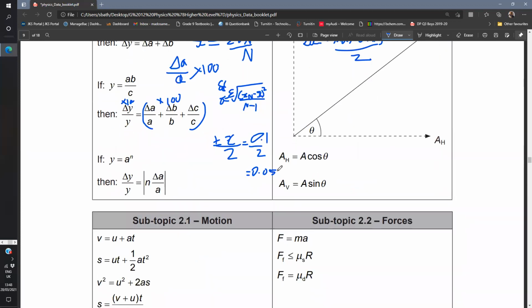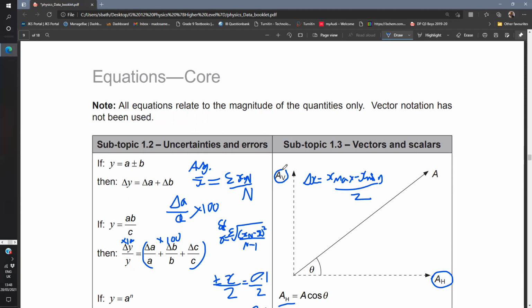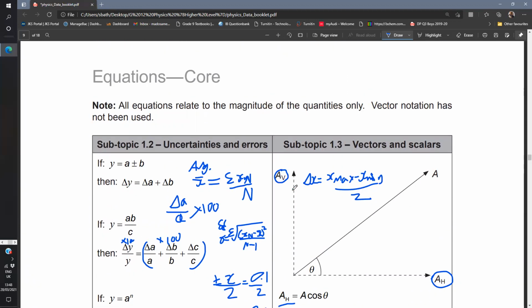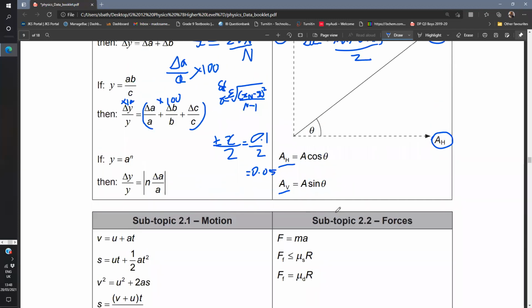So vectors, we have the horizontal component and the vertical component. So basically, you use SOHCAHTOA. You find the equations for the vertical and horizontal component. So for this one, it's going to be adjacent over hypotenuse, and this will be cosine, and this will be opposite over hypotenuse, this will be sine. And you can easily derive that using SOHCAHTOA.